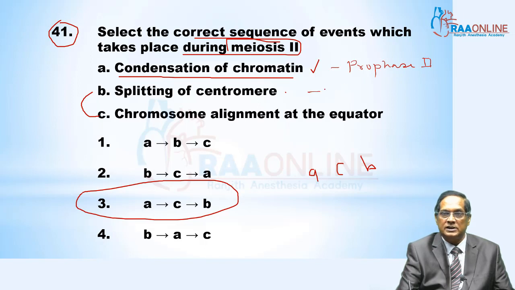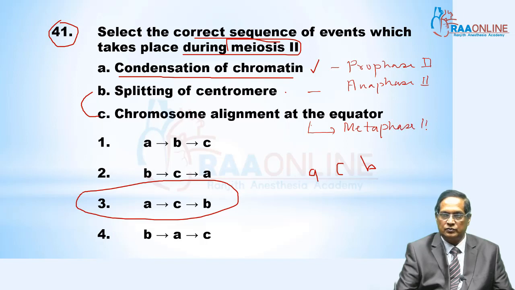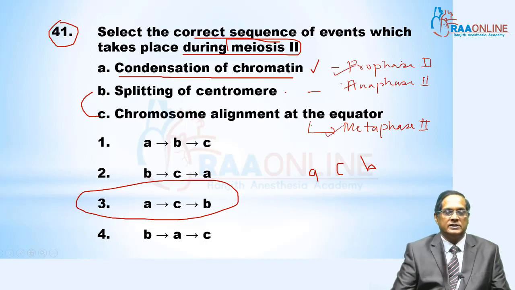This takes place in anaphase 2, where this one is seen in metaphase 2. So arrange them: first prophase, then metaphase, and third is anaphase. So the answer is ACB.